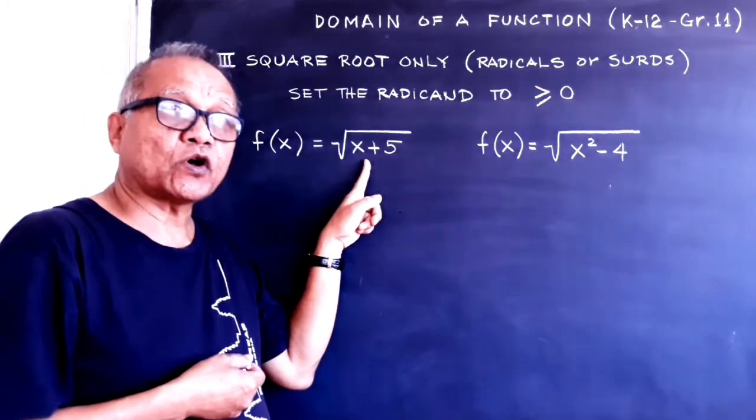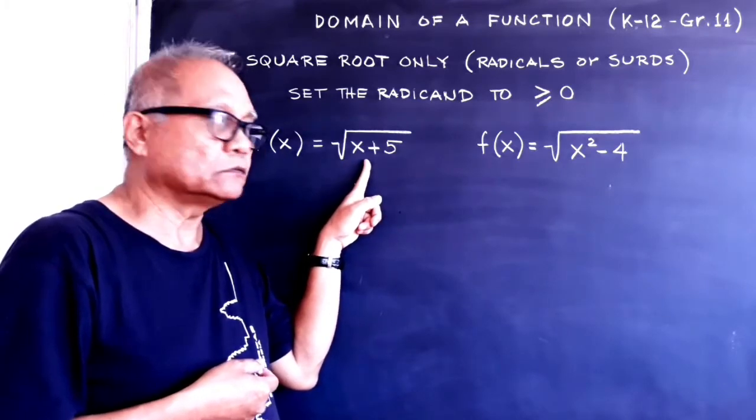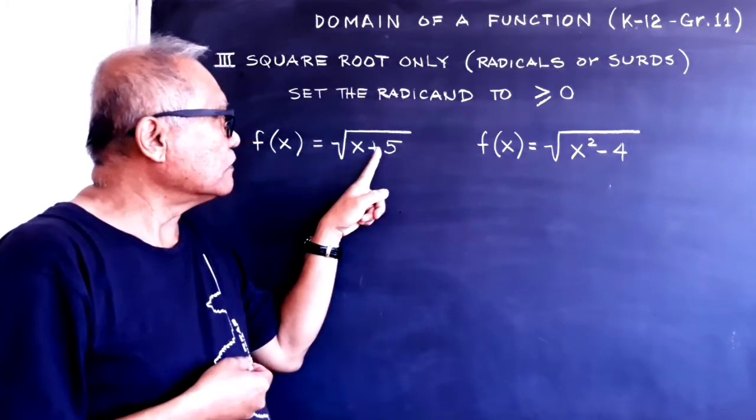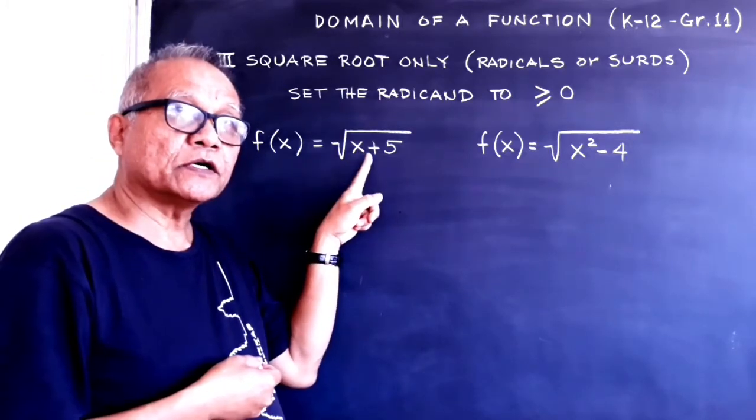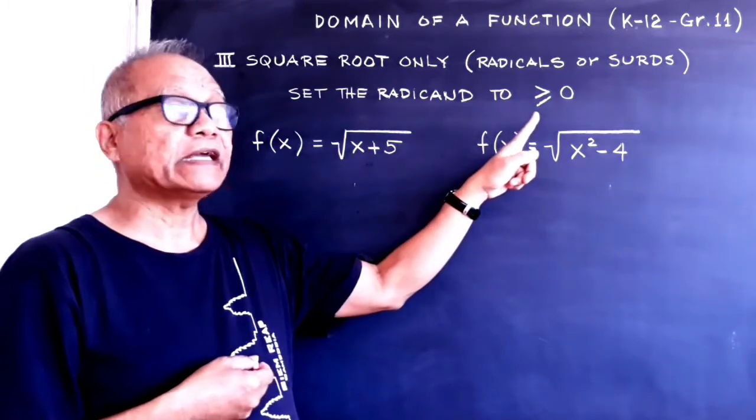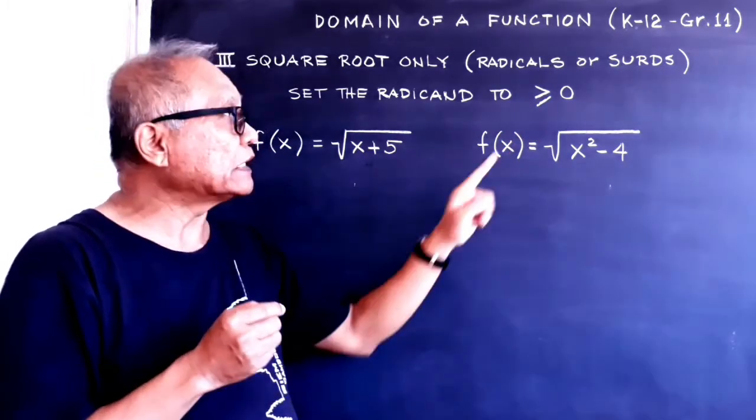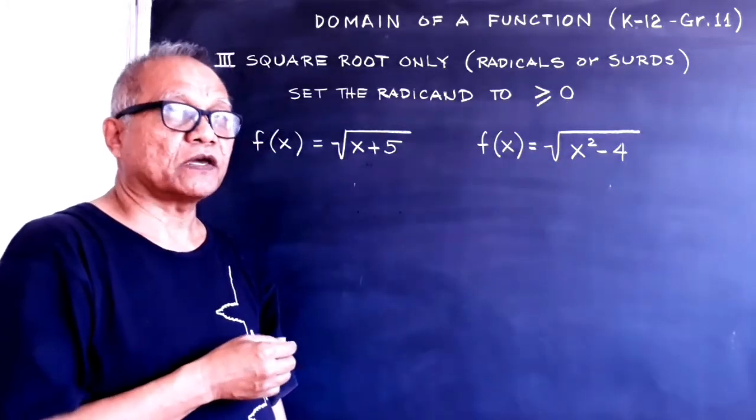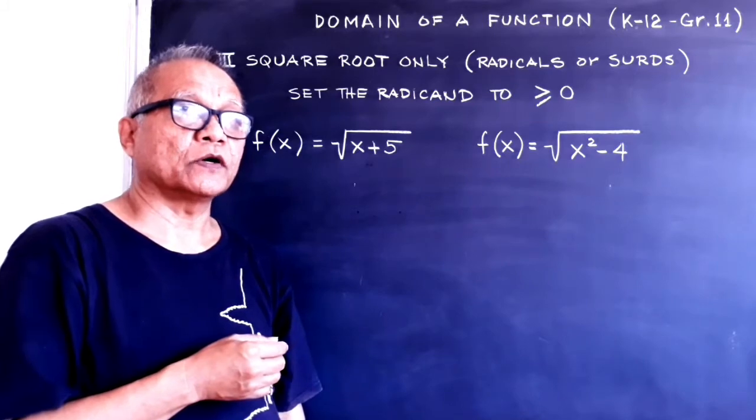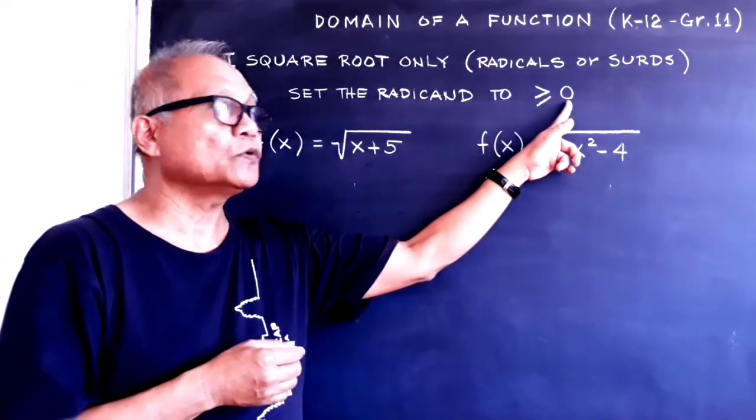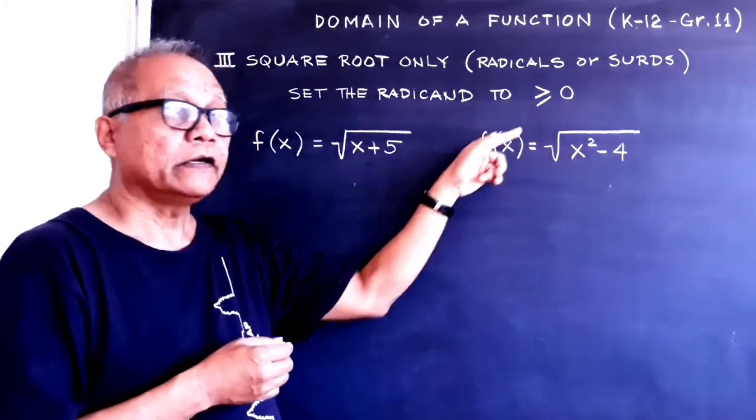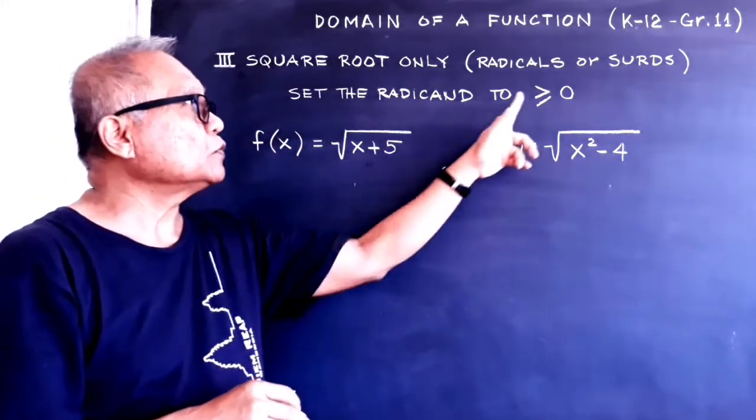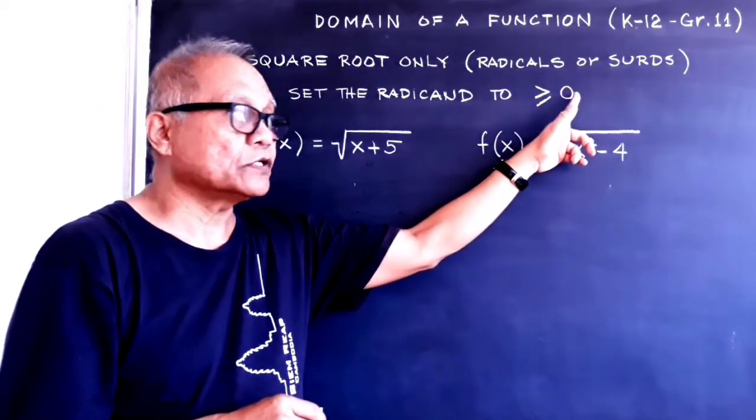But the square root of a negative number is an imaginary number. So the value of our radicand must not be negative and it must be greater than 0. Because when I say greater than 0, it means we have a positive number. But it could also be equal to 0. So don't forget this one. If you have only radicals in the numerator, equate the radicand to greater than or equal to 0.